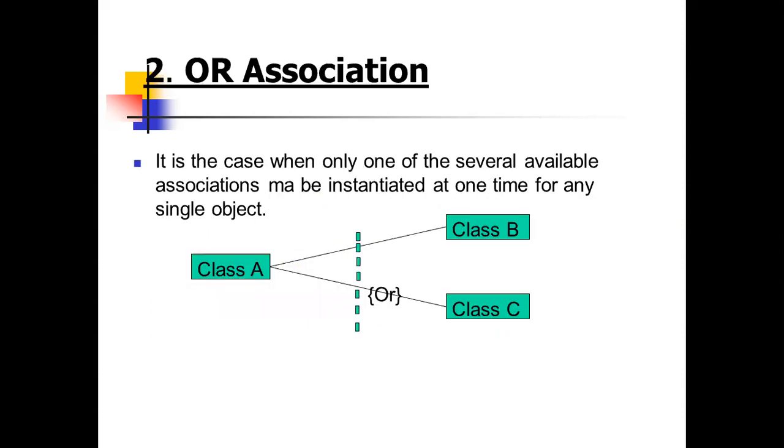The next association is the or association. We have seen the or association in the last sessions also. Here there are three classes: class A, class B, and class C. It is the case when only one of the several available associations may be instantiated at one time for any single object. Either class A or class B, or class A or class C. This is the or association.